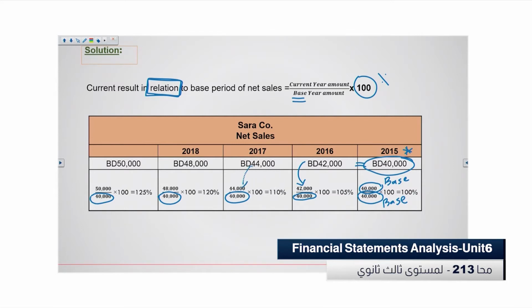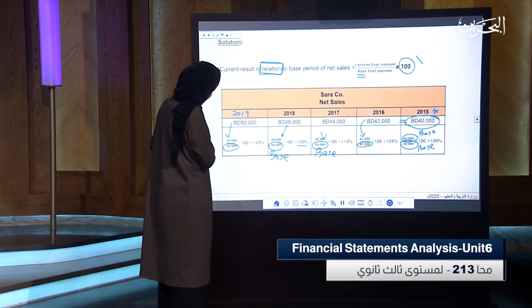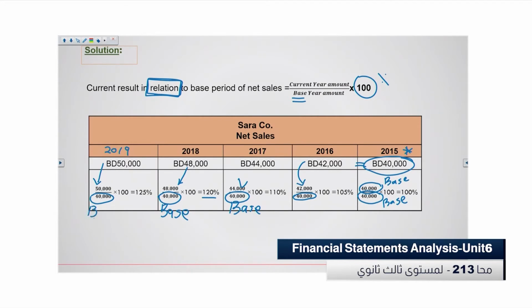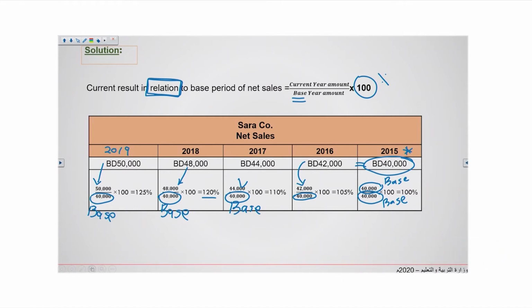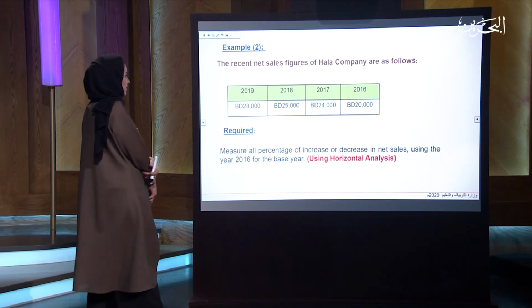44,000 divided by 40,000, the base year also, multiply by 100 equals 110%. For 2018, 48,000 is the current year over the base year, multiply by 100 equals 120%. And this is 2019. For 2019, the current year will be the same, only we will put the base year, multiply by 100 equals 125%.